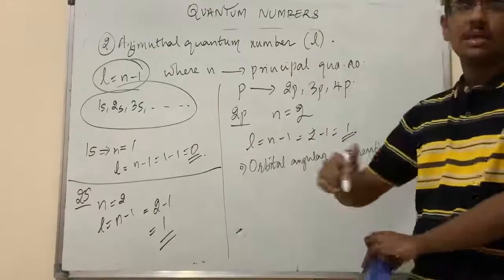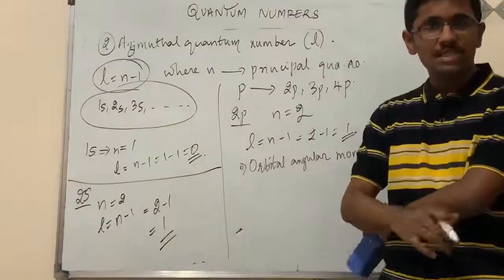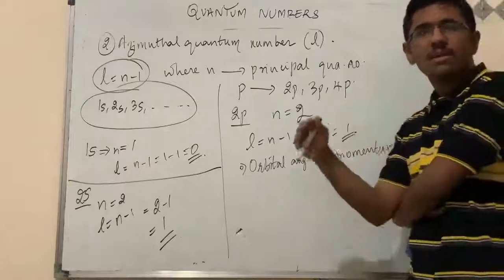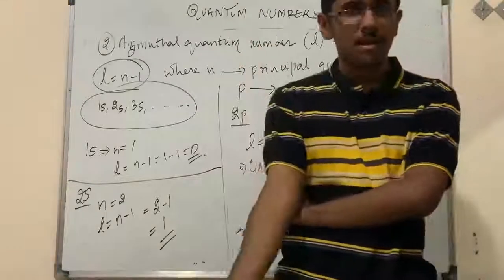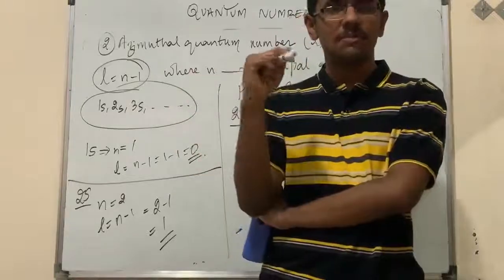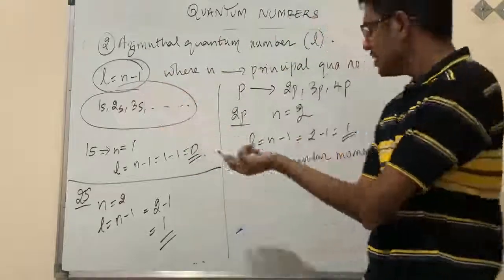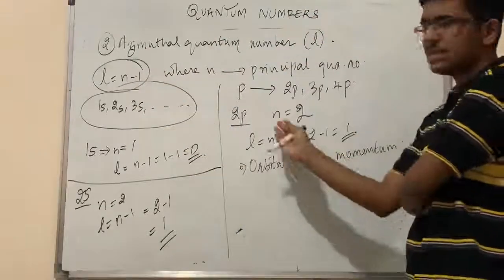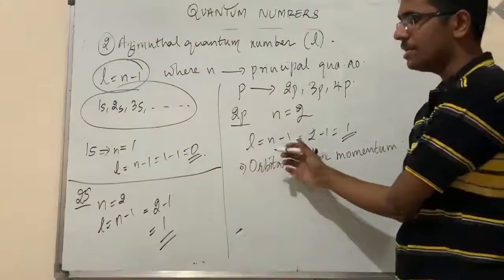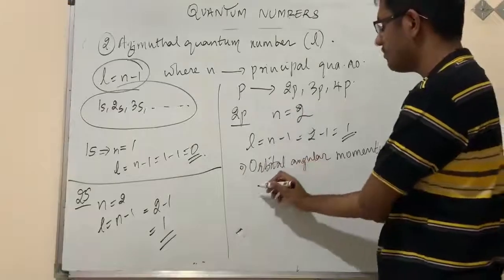This value of azimuthal quantum number which you obtain actually represents the orbital angular momentum. Whenever an electron is revolving in a particular orbital, we know that it possesses momentum. Angular momentum is present because it's revolving in a circular orbit. So, orbital angular momentum is represented by this azimuthal quantum number. And it also identifies the 3D shape of the orbital.